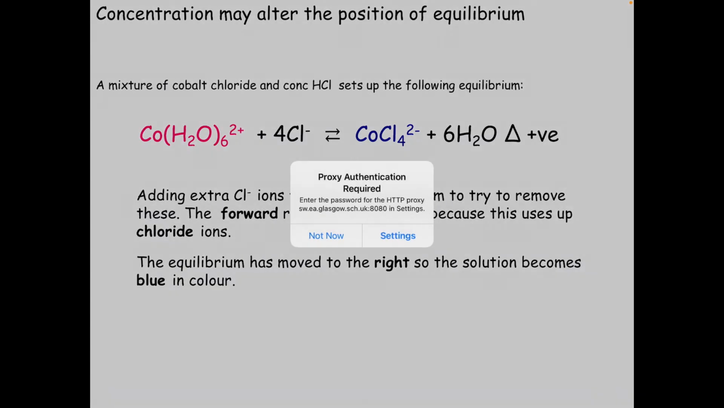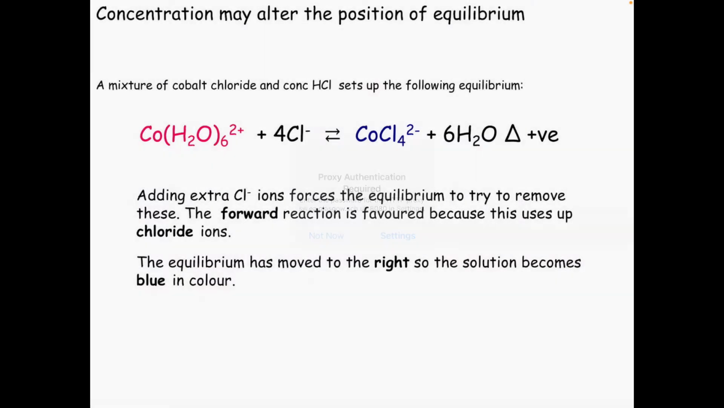So we're going to have a look at an example here, at what happens when we change the position of equilibrium by changing concentrations of a cobalt chloride mixture. If you put in some cobalt chloride and some concentrated hydrochloric acid, what actually happens is it sets up an equilibrium. You have the cobalt with 6 water molecules joined onto it, plus the 4 Cl- chloride ions, and that produces a cobalt chloride with 6 water molecules.